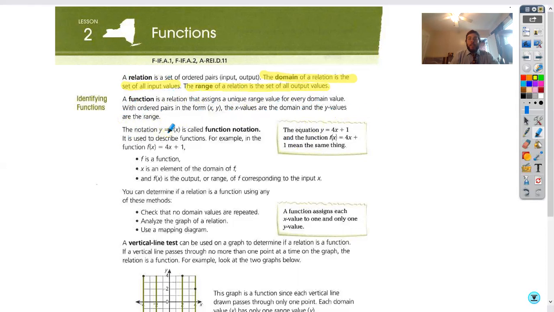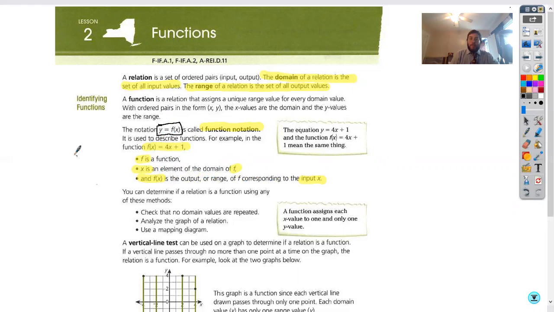So the notation y equals f of x is called function notation, and it is used to describe functions. For example, in the function f of x equals 4x plus 1, f is the function, x is an element of the domain of f, and f of x is the output or the range of f corresponding to the input x. So there's a lot of heavy things in here, but if we see where it says y is equal to f of x, that's something to remember as you're thinking about these functions.